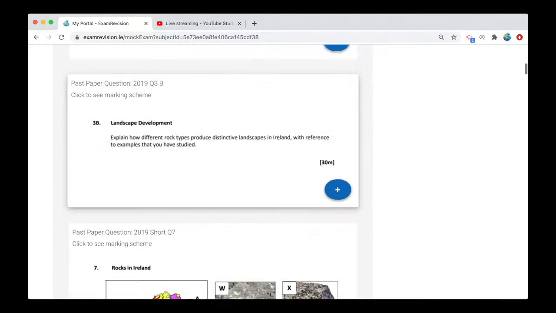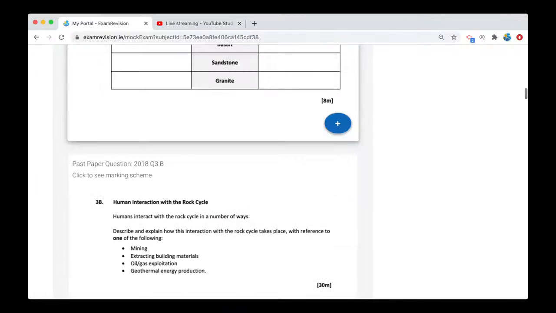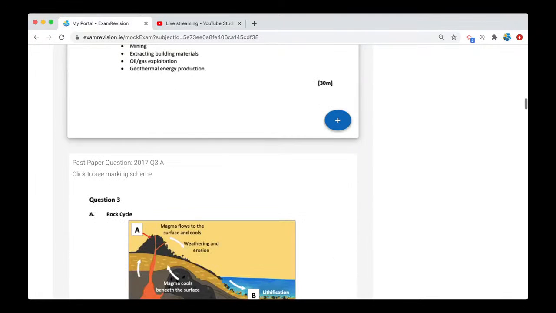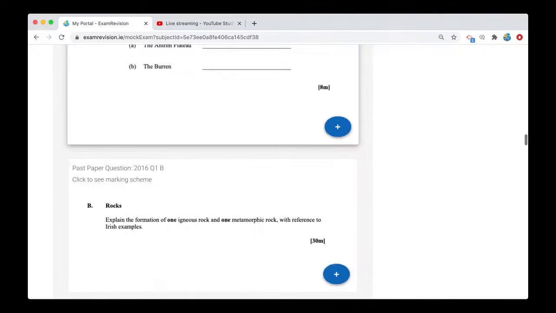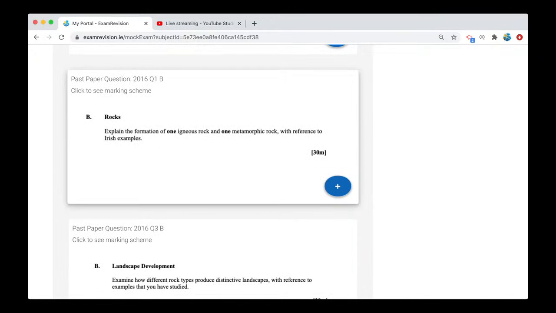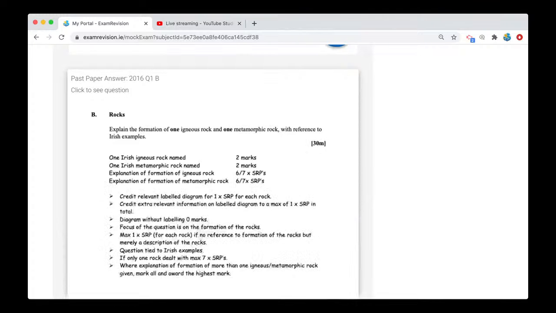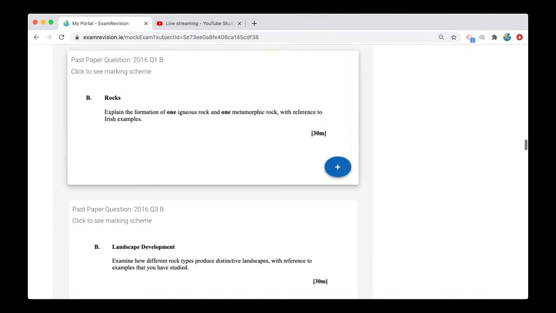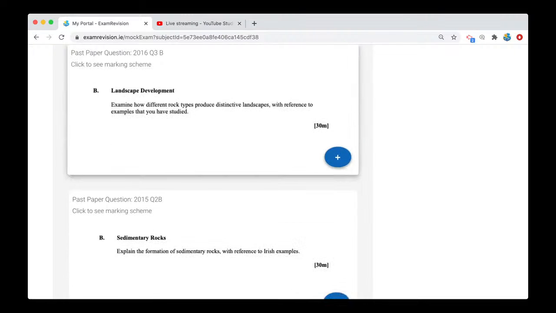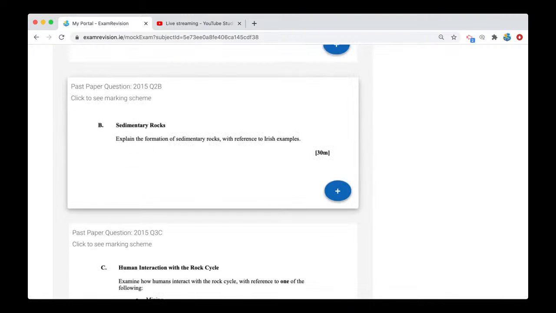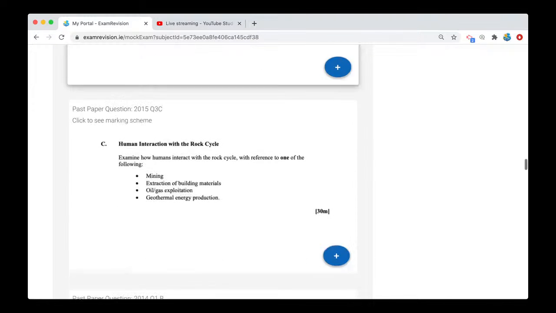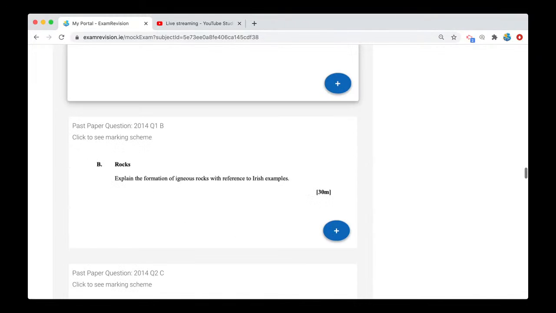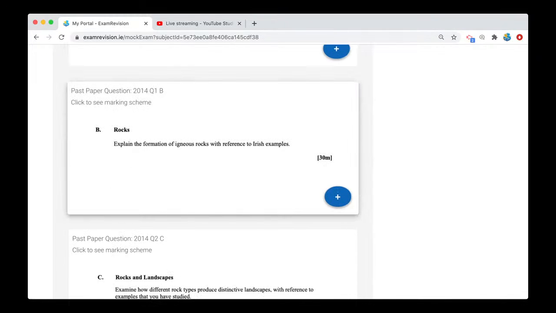So scroll down. Okay, this is rock cycle. We scroll down. Okay, so 2016 we had: explain the formation of one igneous and one metamorphic rock with reference to Irish examples. Okay, so again, the marking scheme is here. So that was 2016. 2015, we had: explain the formation of sedimentary rocks with reference to Irish examples. And we have the rock cycle in 2015 as well. 2014, explain the formation of igneous rocks with reference to Irish examples.